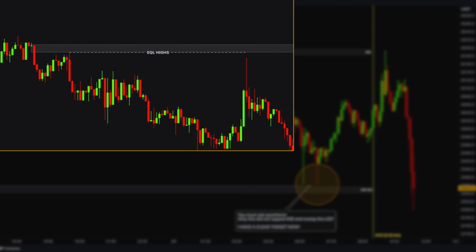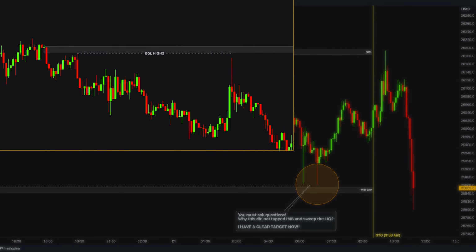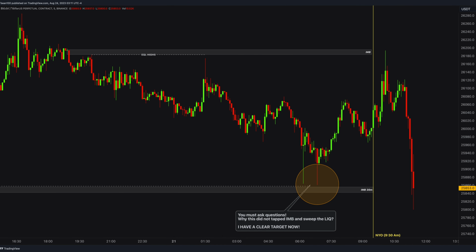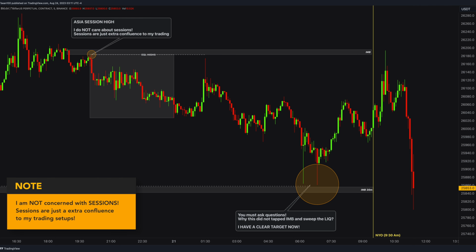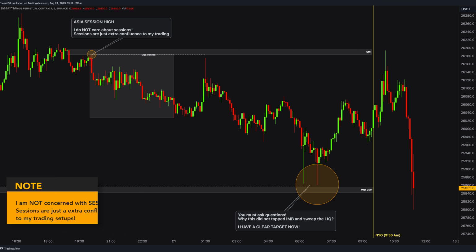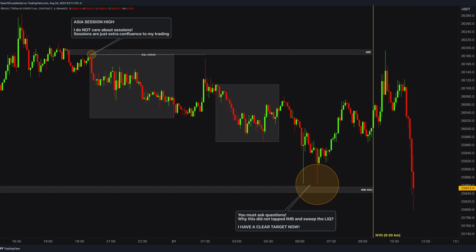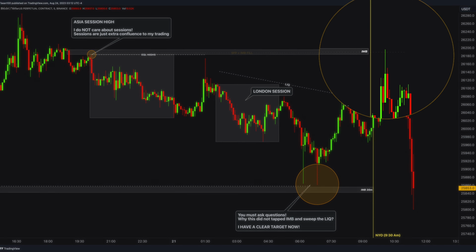Guys, these structures are not here by luck. This is all designed system. It was also colliding with the Asia session high. Remember, I do not trade sessions. I actually do not even care about sessions. But sessions could be a great extra confluence to liquidity and imbalance strategy. Beside all that, the London session high still was clear with a nice downtrend liquidity.